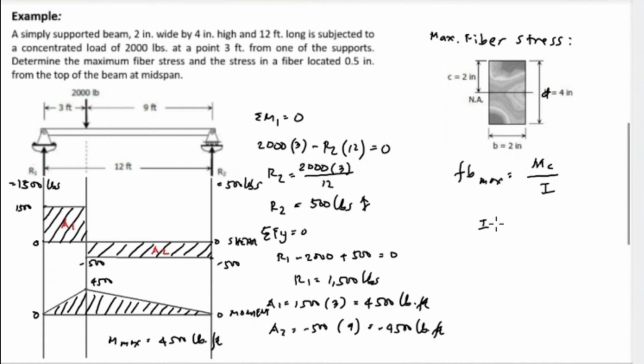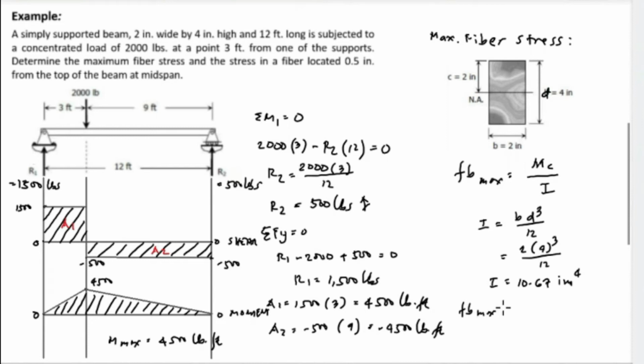And for the moment of inertia of a rectangular beam, the standard formula is BD cubed all over 12. Your B is 2 inches multiplied by the depth, which is 4 cubed, all over 12. And we have I. So 2 times 4 times 4 times 4 divided by 12, and we have 10.67 inches to the fourth.